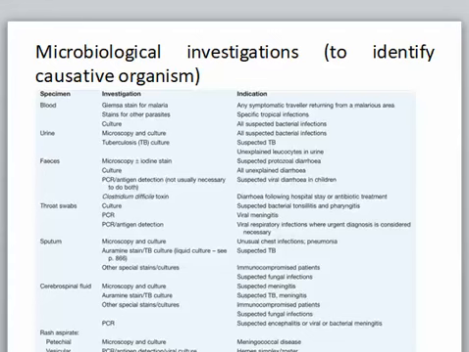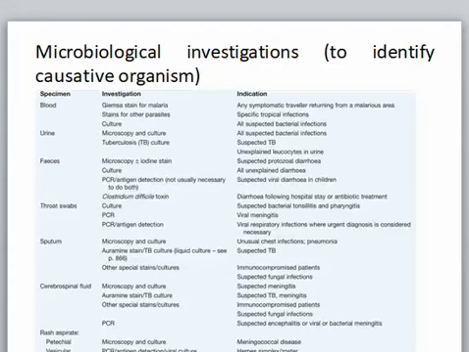CSF microscopy and culture is done for suspected meningitis. Auramine stain or TB culture is done for suspected TB meningitis. Other special stains or cultures are done for immunocompromised patients and suspected fungal infection. PCR for suspected encephalitis or viral or bacterial meningitis.